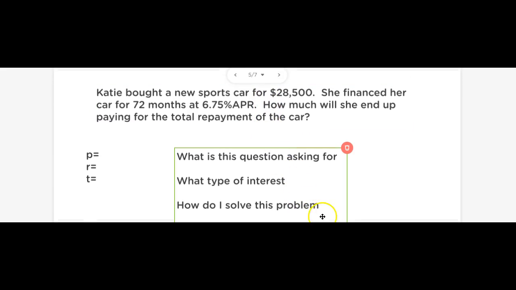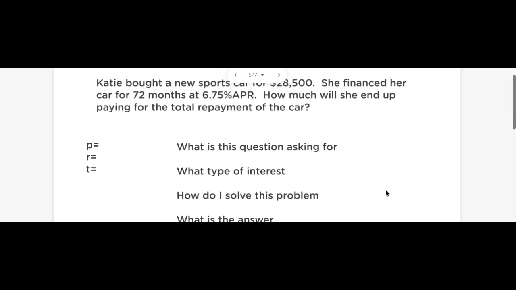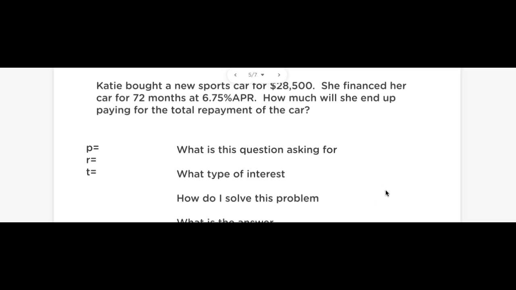All right, so let's go through this one. Katie bought a new sports car for $28,500. She financed the car for 72 months at 6.7% APR. How much will she end up paying for the total repayment of the car? This question, what is it asking for? It did not state interest, so it's looking for total amount.